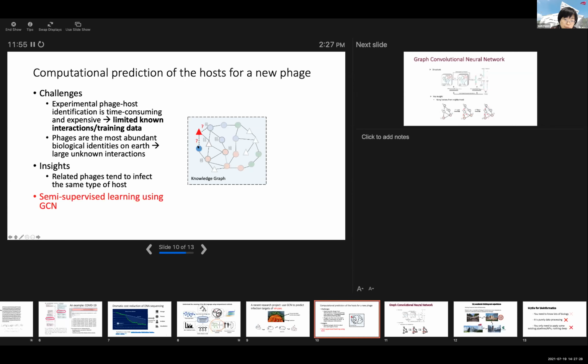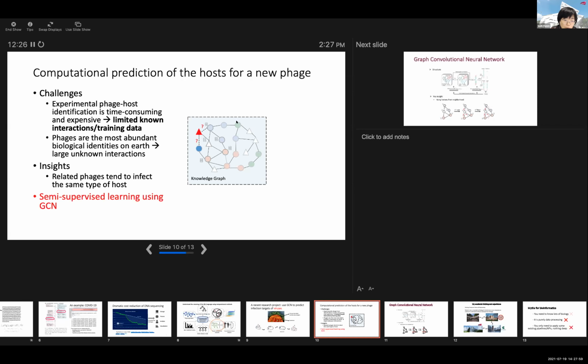And this problem faces lots of computational challenges. First, what we know about this type of interaction is very limited. We only know some interactions between a small number of phages and bacteria. Second, phage is the most abundant and probably the most diverse biological entity on the planet as well. So that means what we know is really, really limited compared to what we don't know.